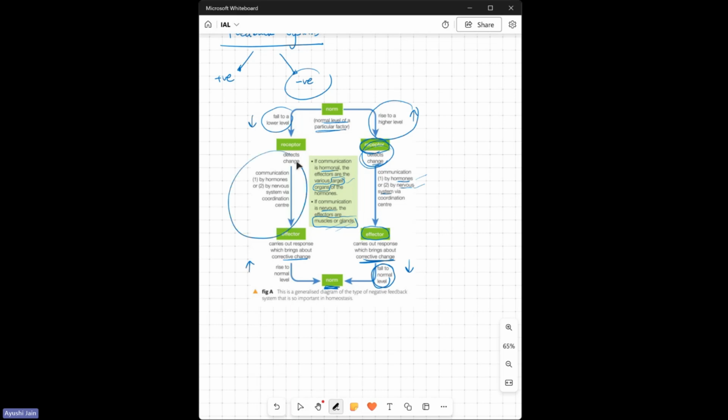So the same thing will happen. Receptors will detect it, effectors will carry out the change. So why is it called the negative feedback system? Because when there is an increase in the level, your body will try to decrease it. It will try to do the opposite.